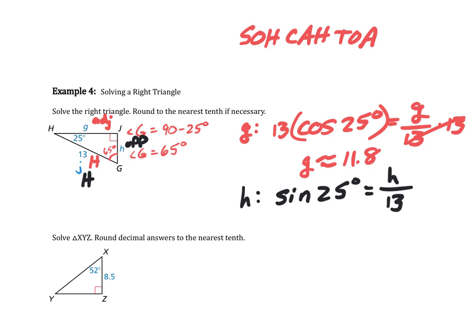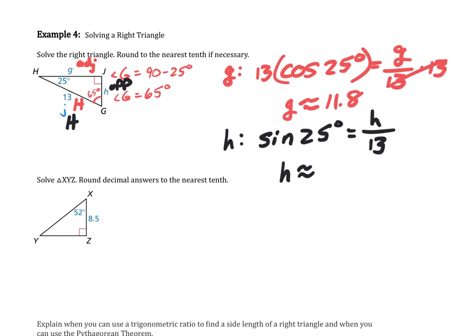We're going to solve it the same way. We're just using a different trig function this time. 13 times the sine of 25. Okay, what do we get here? 5.5. Okay, anybody need help with their calculator there?